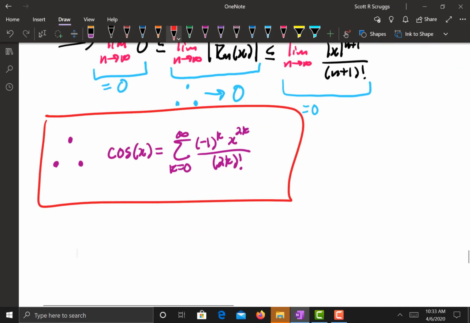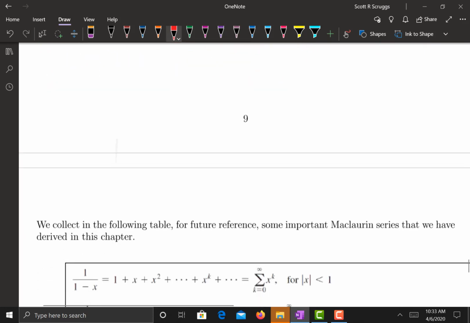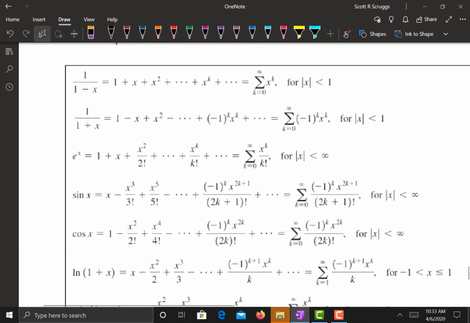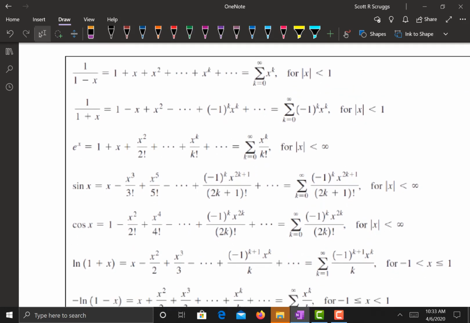And here's a note that I want to make. If you want a table for the common Maclaurin series, I provide those at the end of the lecture notes. And these are some of the most common ones that we'll typically see.